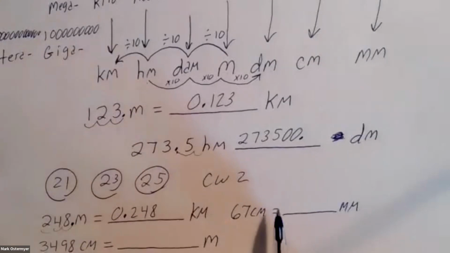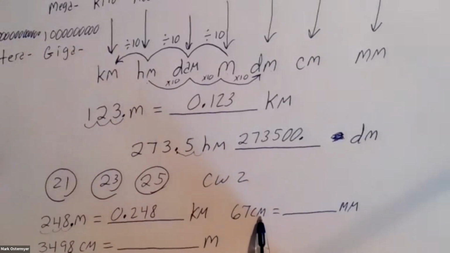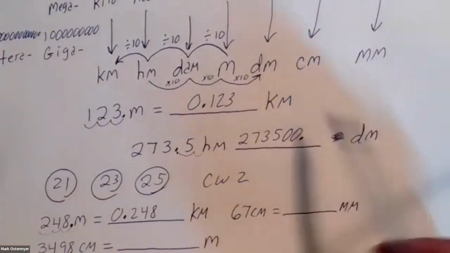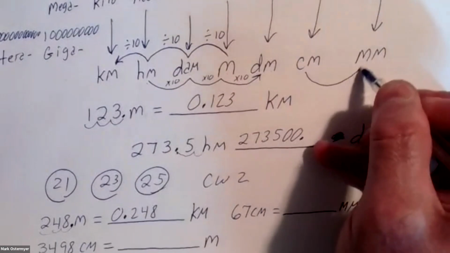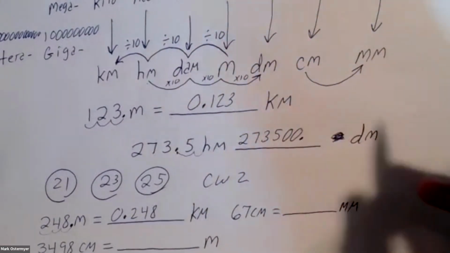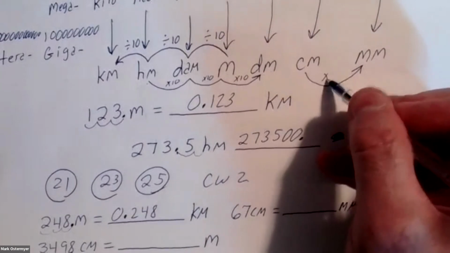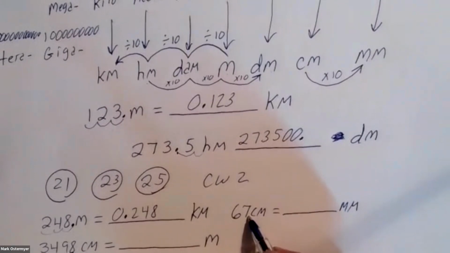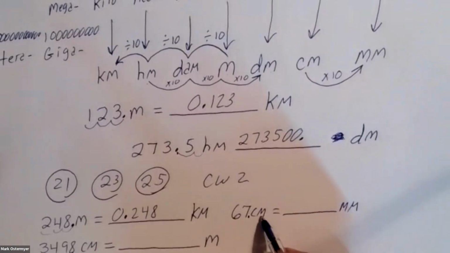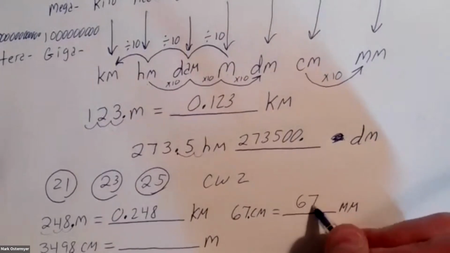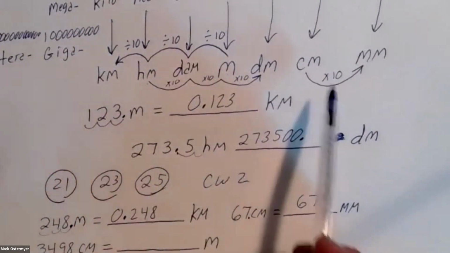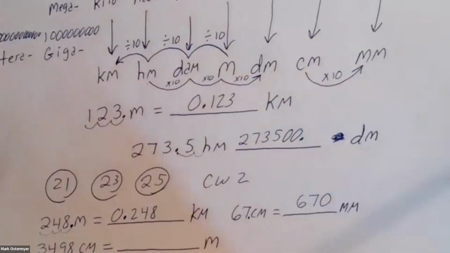All right, the next one is number 23, 67 centimeters. We want to convert to millimeters. Simple thing to do: put your pencil on centimeters, and we just move the decimal point 1 place to the right to go to millimeters. That means we really have to multiply our centimeter measurement by 10. So the decimal point, which is presently after the 7, shifts 1 place to the right, which means we have to add a 0. So that would be 670 millimeters.